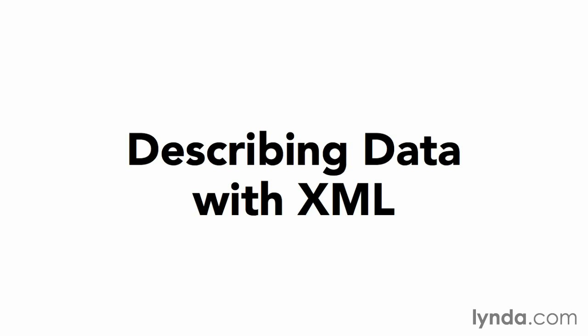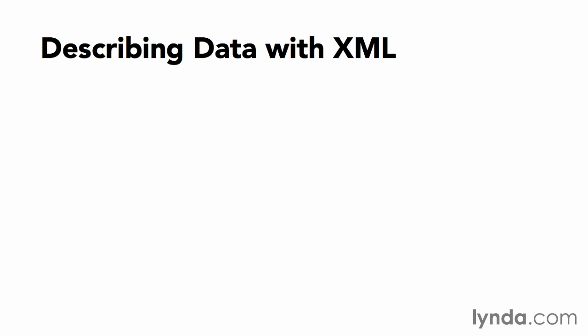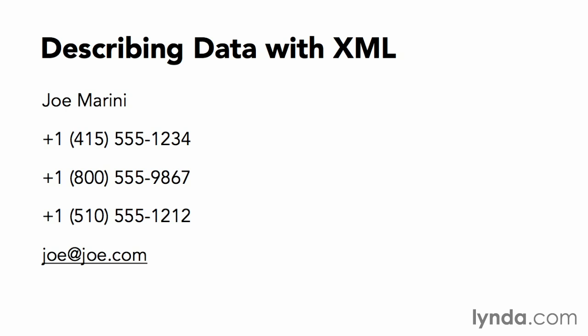Recall earlier that I said that one of the main things that XML is used for is to structure and describe information. So let's take a look at an example of that now. To illustrate this example, we'll consider some information that you typically find on a business card, such as a person's name, various phone numbers, maybe an email address, and there might be some additional information on a business card, but just to keep the example simple, let's just say that this is some fairly common data.